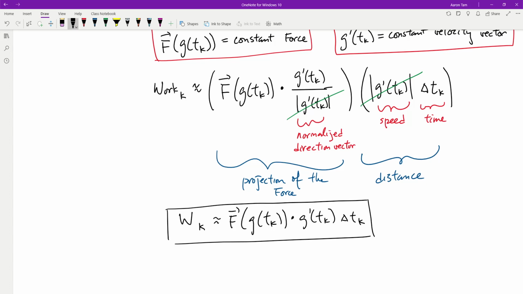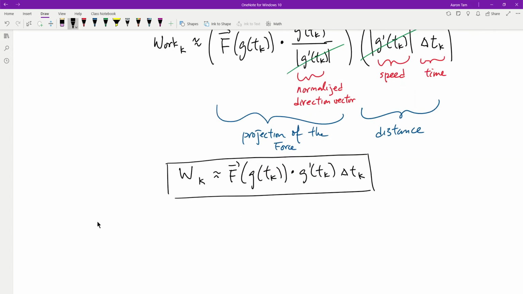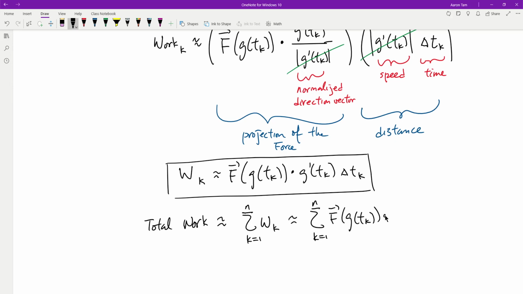Now, what if I want to find out the total amount of work being done? Well, then the total amount of work would be approximately equal to the summation k from 1 to n of w sub k. When you add up all this work on each interval, you have the total amount of work, which is approximately equal to the summation k from 1 to n of vector f of g of t sub k dot product g prime of t sub k delta t sub k. And I think some of you who are clever can see what we're working toward.